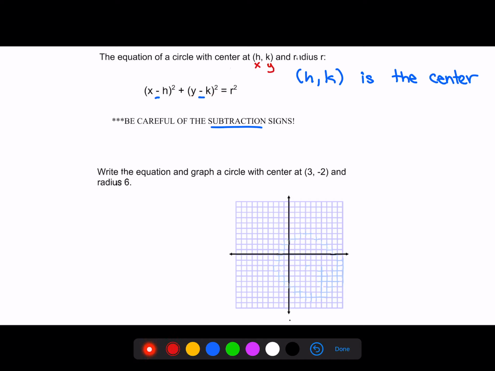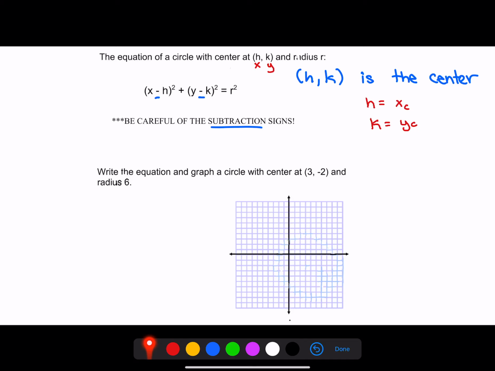And in the last video, we had h equaling x sub c, the x coordinate of the center, and k equal to the y coordinate of the center of the circle. So these h and k are just replacing x center and y center. These are just the coordinates for the center of the circle.